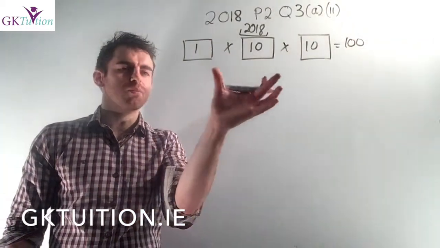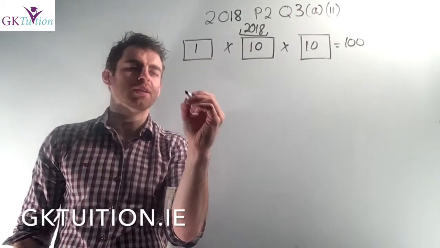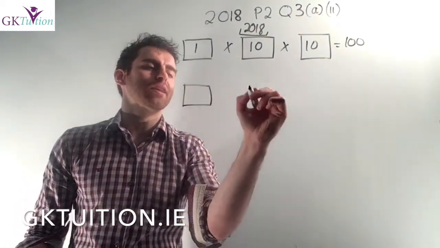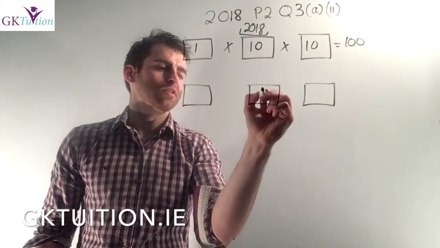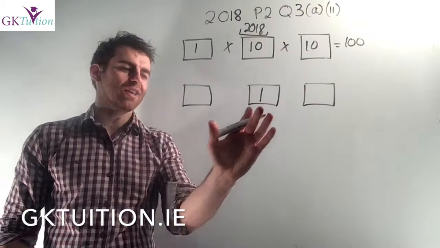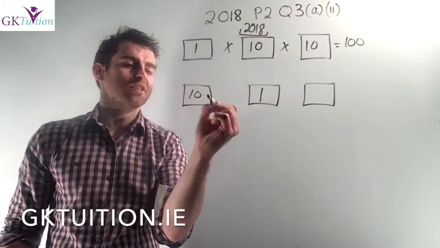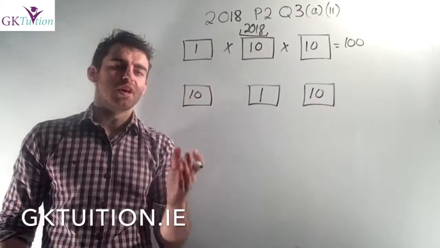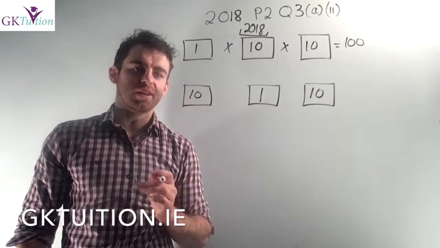Okay, but obviously there's more. Obviously the 2018 doesn't have to be at the start, it could be in the middle. Another possibility is that 2018 goes in the middle. So there's only one option for the middle. It has to be 2018, which means that here there's 10 options, and here there's 10 options. So there's a random digit, then there's 2018, then there's another random digit.